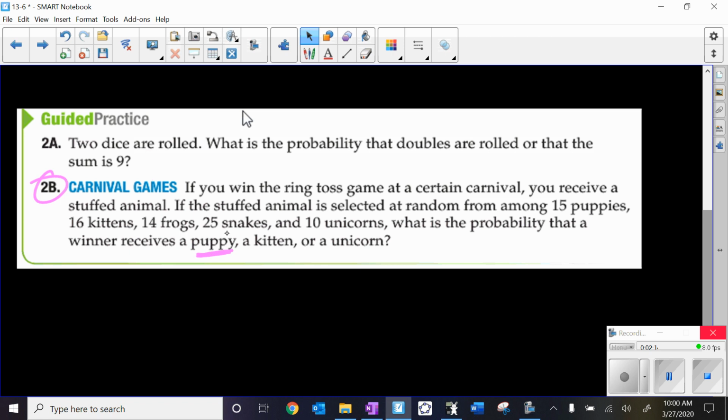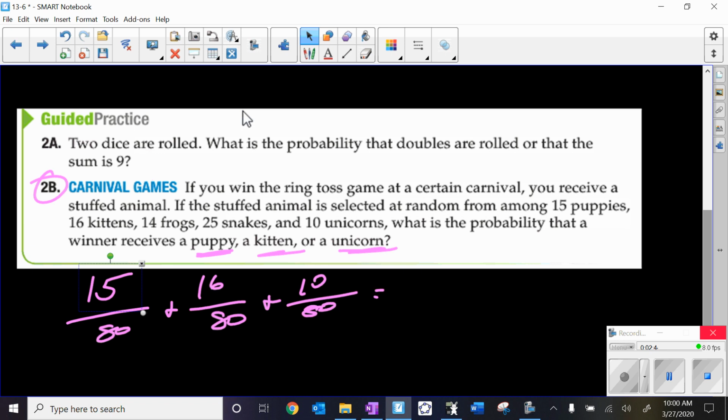So starting with a puppy, there are 15 puppies out of, we need to figure out the total number in here. So 15 plus 16 plus 14 plus 25 plus 10. All of that is going to get you 80 different stuffed animals. Plus, next to kitten, there are 16 kittens, still over 80 total. Plus, now a unicorn, there are 10 unicorns over still 80. Add them all together, you would get 41 different options over a total of 80.